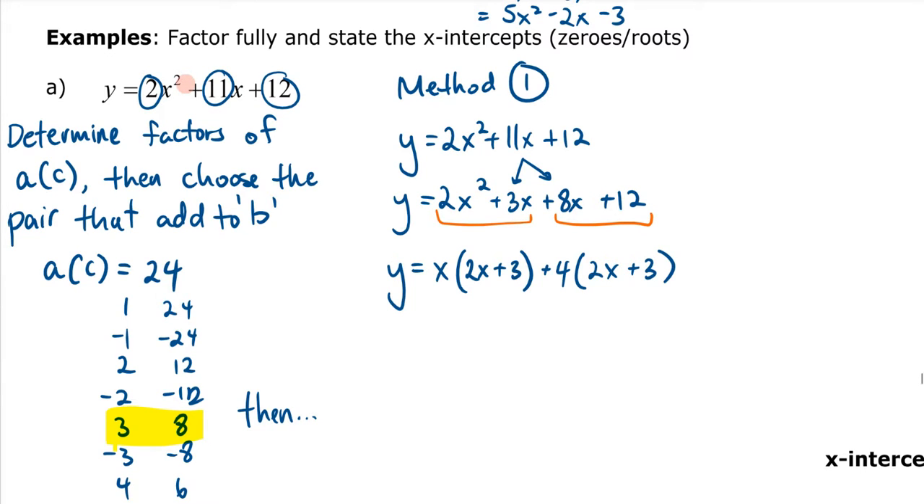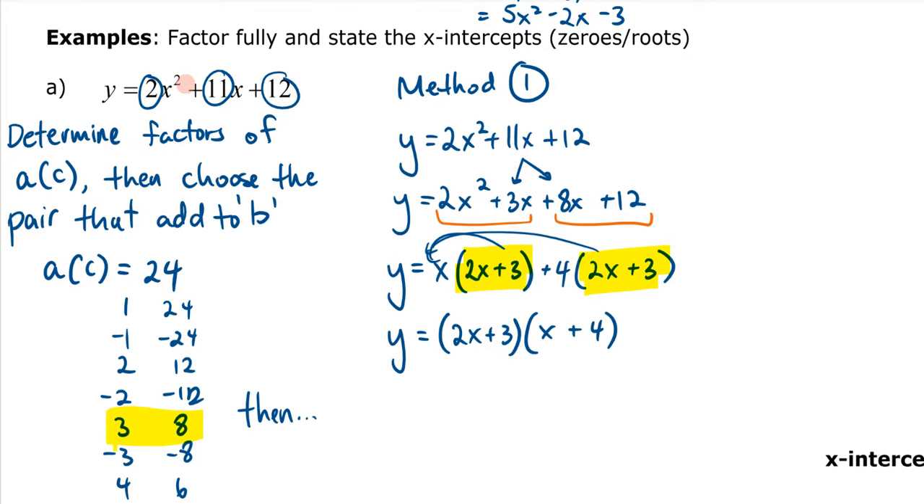And then you may notice in this process, we should have come across two common expressions. And we're going to factor out the common expression, 2x plus 3. So 2x plus 3 goes outside. Create your brackets. So remember, 2x plus 3 comes out the front. And then you have your leftovers, x and 4.